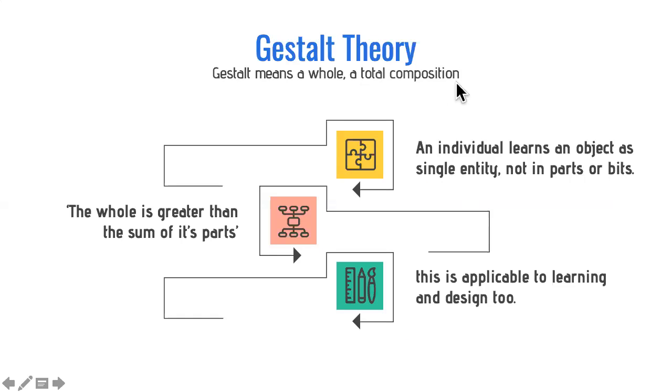For cognitive learning theory, or what we call Gestalt theory, Gestalt means a whole composition, a total composition. When an individual learns an object as a single entity, it is not a part or a bit that they learned. It encompasses the whole object that they learned as a single entity. The whole is greater than the sum of its parts, and it can foster greater understanding about the knowledge that they learn. This is applicable to learning and also to the principles of design, which are also based on the idea of Gestalt theory.